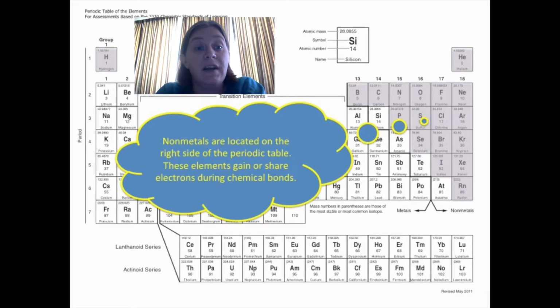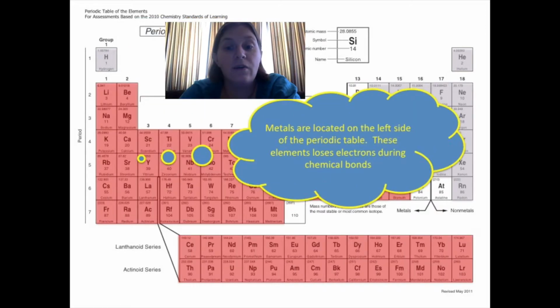So we're done looking at how to read each individual element on the periodic table. Now we're going to look at the big picture of the periodic table. The periodic table can be broken down into metals, nonmetals, and metalloids. The nonmetals are located on the right side of the periodic table. These elements tend to gain or lose electrons during chemical bonds. Alright, so on the left side of the periodic table are your metals. These are the elements that tend to lose electrons during chemical bonds. And these are the elements that we tend to think of when we think of metals, like gold, nickel, iron.